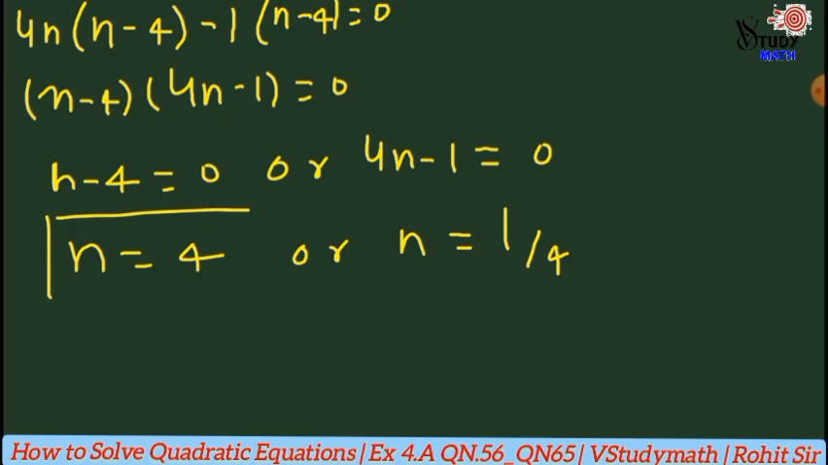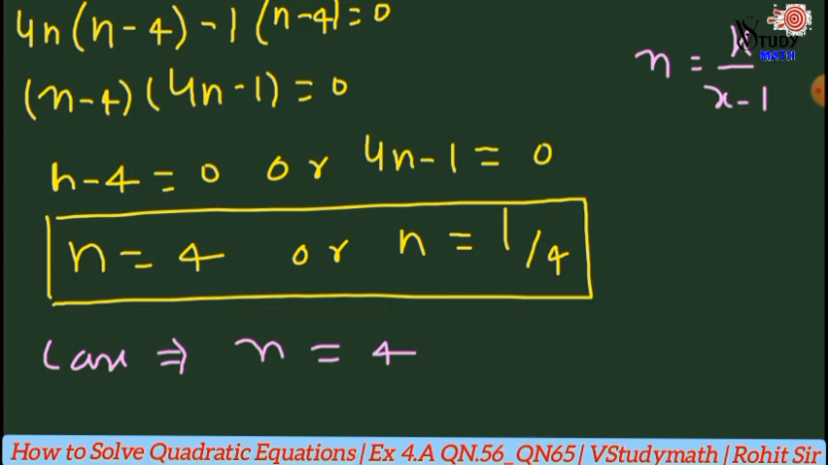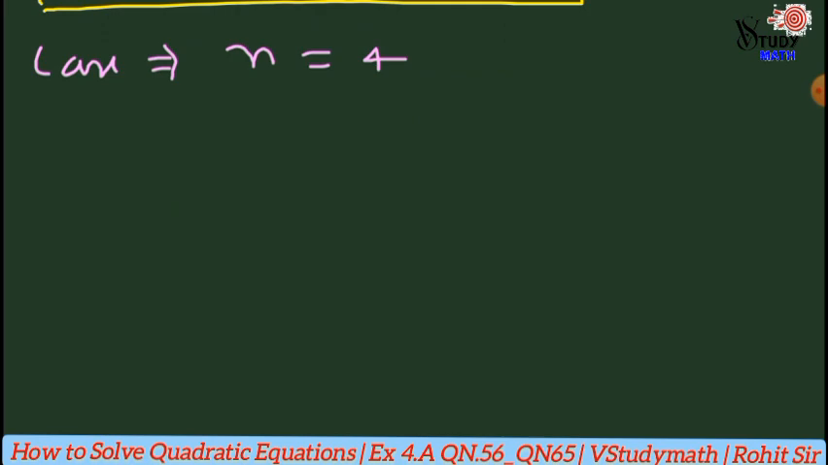Now again we are going to make two cases here. The case 1 is here when n is equal to 4 and the value of n is here x upon x minus 1. Okay, so let's solve this question further. Now put the value of n. The value of n is equal to x upon x minus 1 is to 4.